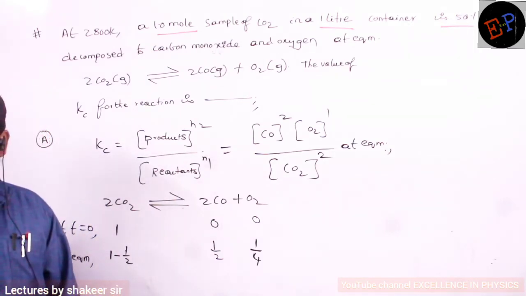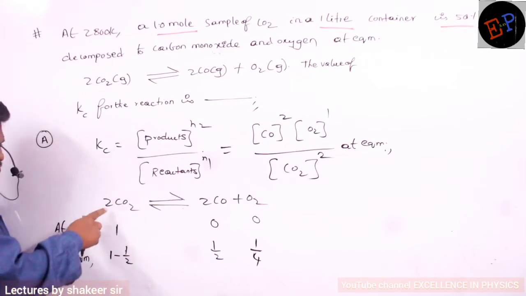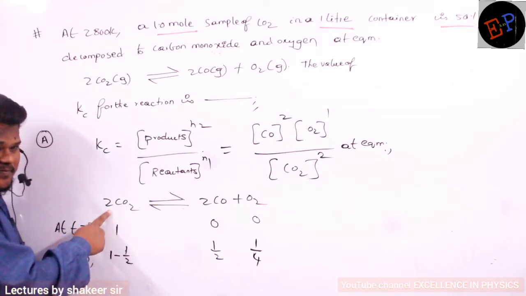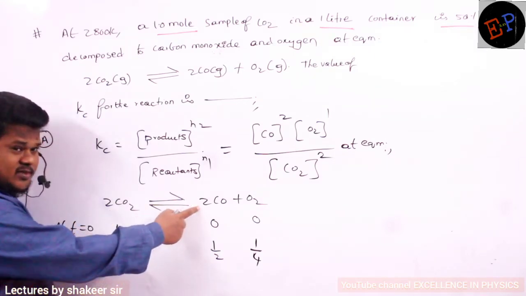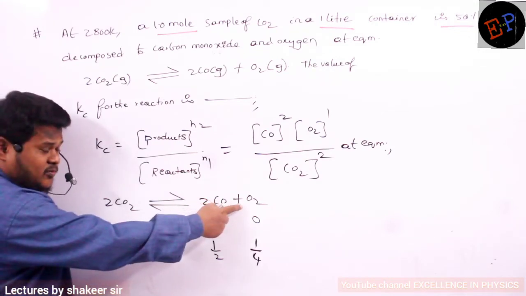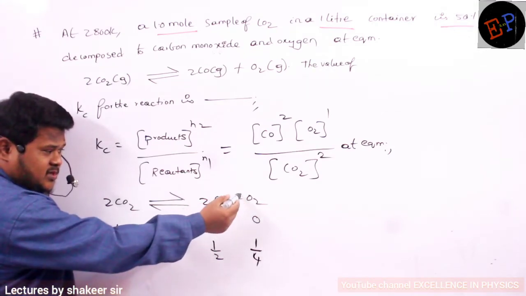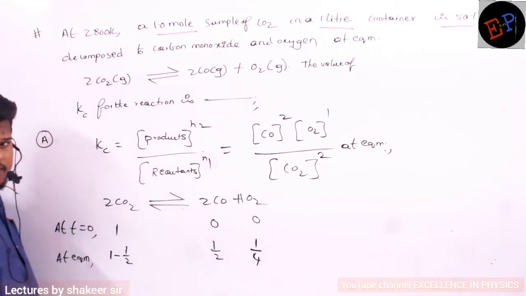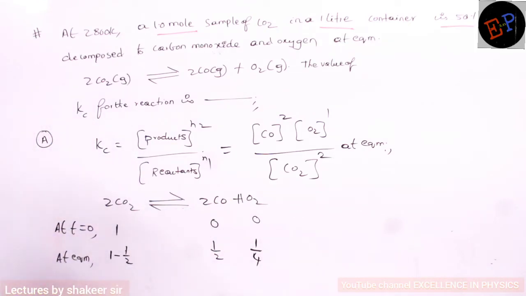2 moles of carbon dioxide is reduced, no? Then 2 moles of carbon monoxide also should form, but only 1 mole of oxygen should form, because what is the stoichiometric coefficient? Only 1 mole is there, no? 1 mole should form. Are you able to understand?